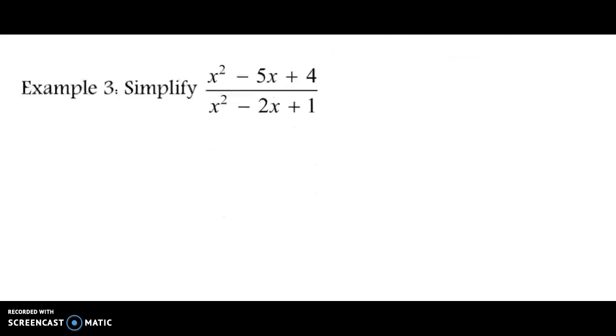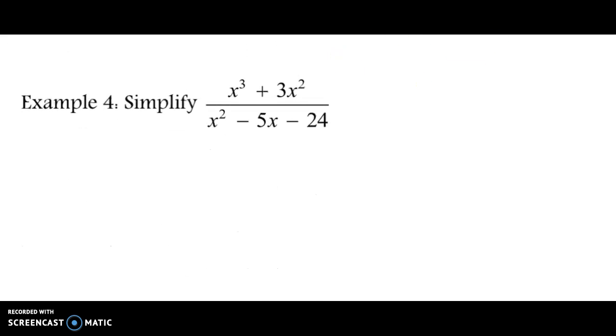Now we're going to do example 4 together. Once again, first try and figure out if there's any greatest common factor that we can take out from the top and from the bottom. I was able to factor out the top. At the top, I just took out x squared. When I take out x squared, I'm left with x plus 3.